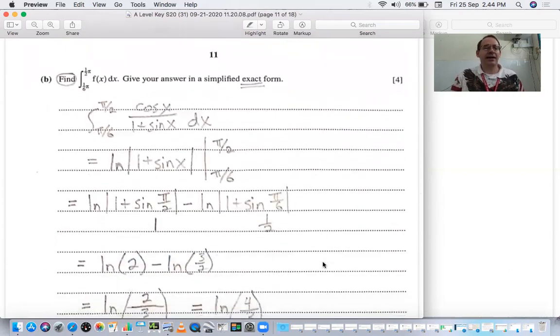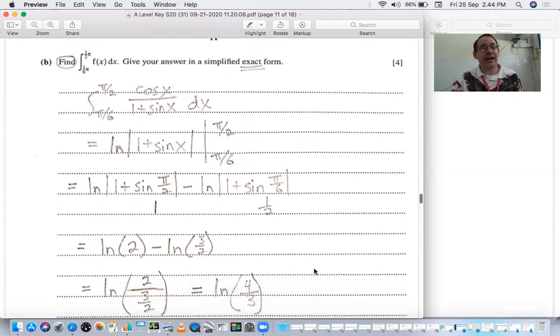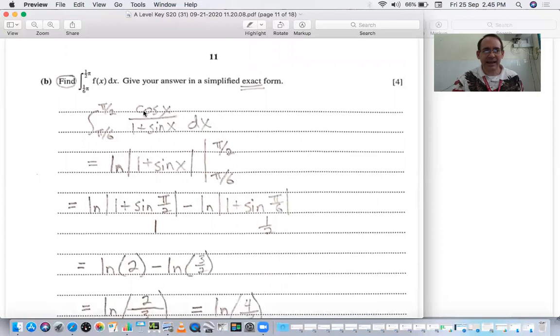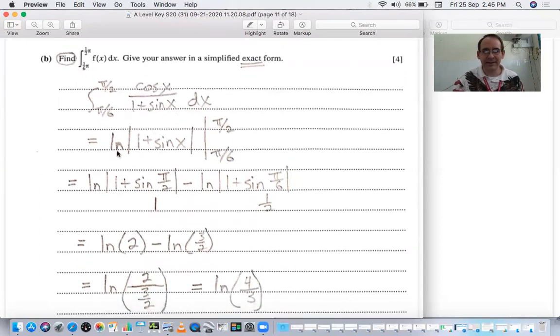Part B, now we want to integrate this function from pi 6 up to pi halves. Give your answer in a simplified exact form. So here again, we have to work with exact values, so don't use decimals. And if you notice the integral of this, hopefully you recognize this as an f prime of x divided by f of x. So if the bottom is f of x and you derive it, you get the derivative on top, which is true. Therefore, we're dealing with a logarithmic integration.